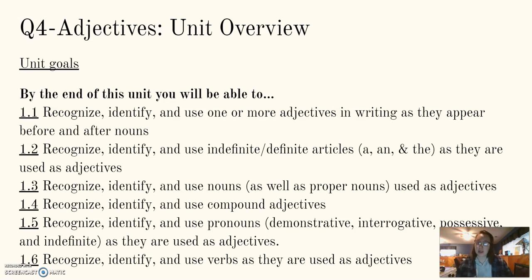By the end of this unit on adjectives, you'll be able to recognize, identify, and use adjectives in general as they appear before and after nouns. Do that same thing with articles, which are also considered a form of adjective. Do it with proper nouns and adjectives. Do it with compound adjectives. Do it with all these different types of pronouns used as adjectives: demonstrative, interrogative, possessive, and indefinite. And then recognize, use, and identify verbs as they are used as adjectives. So lots of stuff to cover this unit, but today we're going to focus on goals 1 and 2.